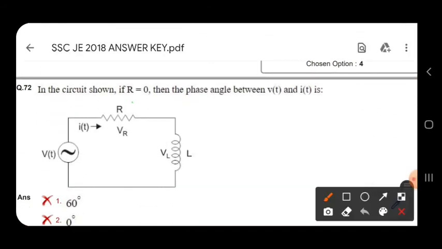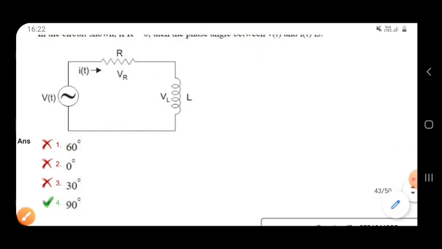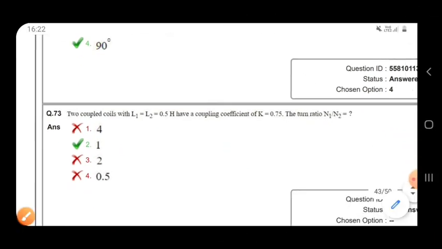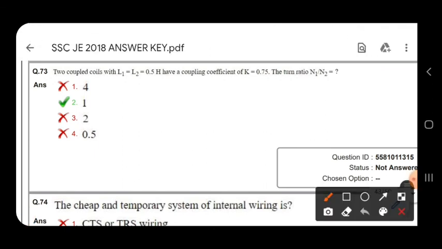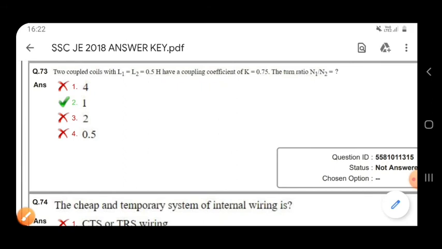In the circuit shown, if resistance is 0, friends, so the total resistance is 0, and this is one kind of short circuit. Then the phase angle of V and I: this is an inductor, so the current always lags the voltage by 90 degrees. Two coupled coils with L1 equals L2 equals 0.5 Henry. So L1 equals L2, that means N1 equals N2. Just keep the value of K, nothing else needed, so the answer you will find is 1.